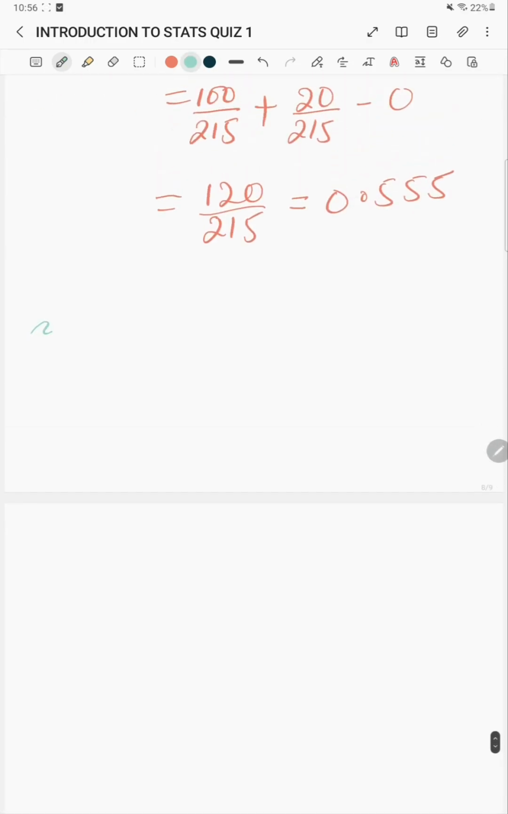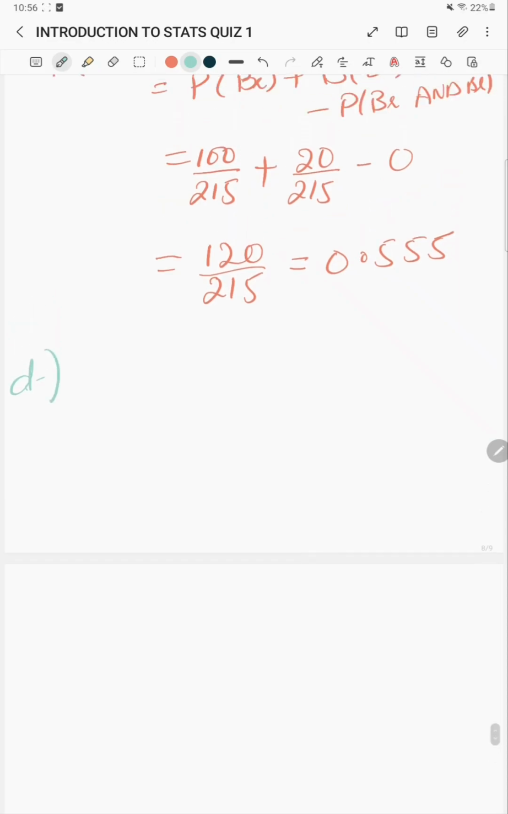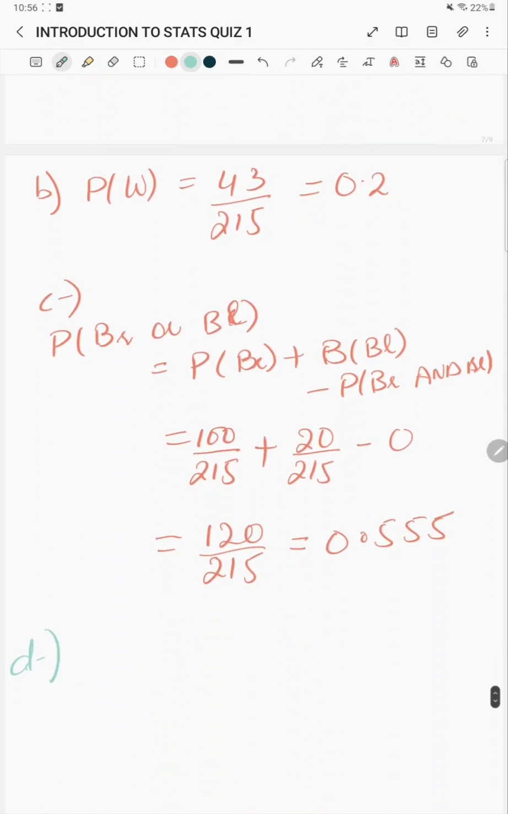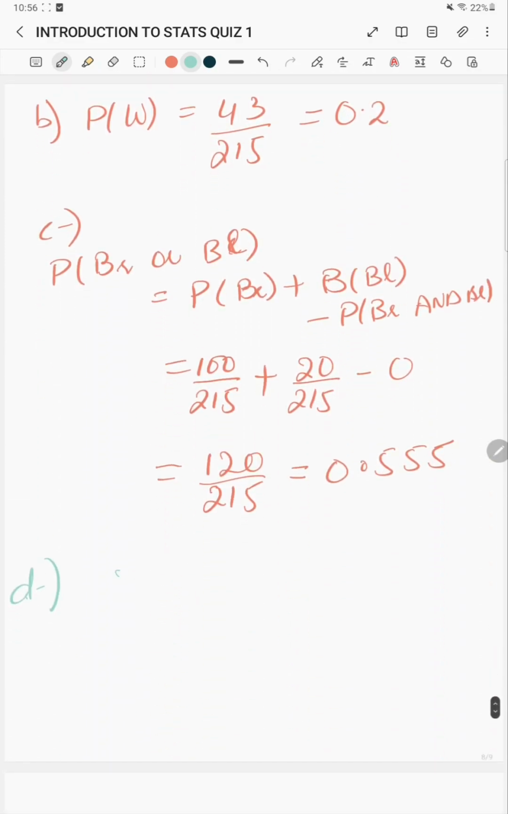Part D. What does part D say? What is the probability that a randomly selected child will have wavy brown hairs? It's wavy and brown. Wavy and brown means 20 by 215, which is equal to 0.09.